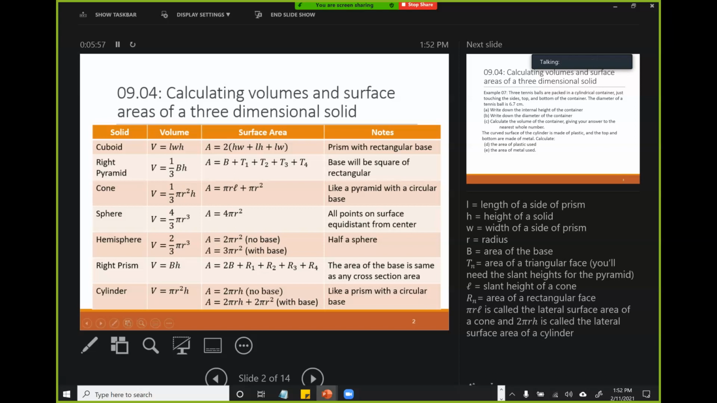So the surface area is going to be the bases, and then a rectangle for each of the sides. So the number of sides on your base will be how many rectangles you have. So like if you have triangles as bases, you'll have 3 rectangles. If you have squares, you'll have 4 rectangles. If you had a pentagon, you'd have 5 rectangles, etc.